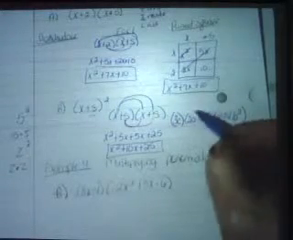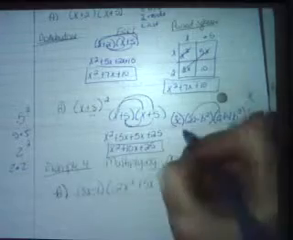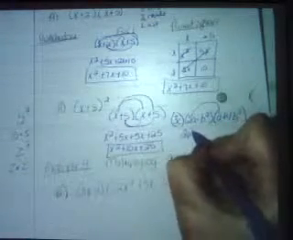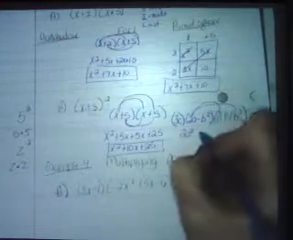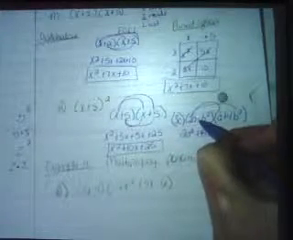So I'm going to distribute 2a times a gives me 2a squared. 2a times 4b squared is going to give me 8ab squared. Then I have negative b squared times a, so that's going to give me negative ab squared. Then negative b squared times 4b squared is going to give me negative 4b to the fourth.